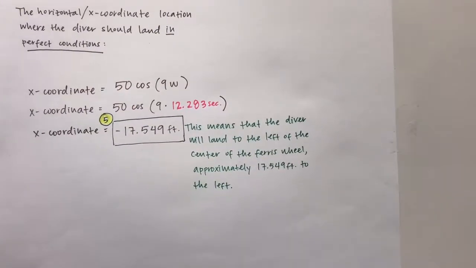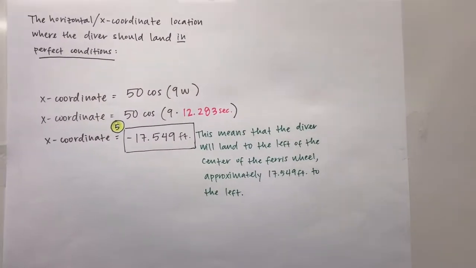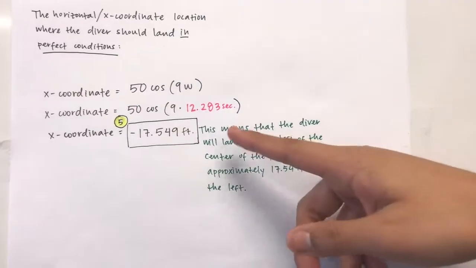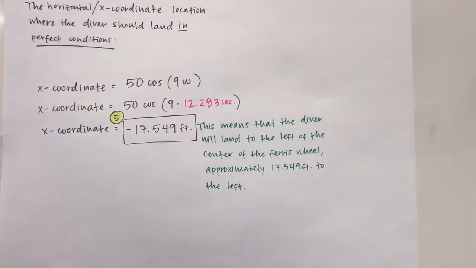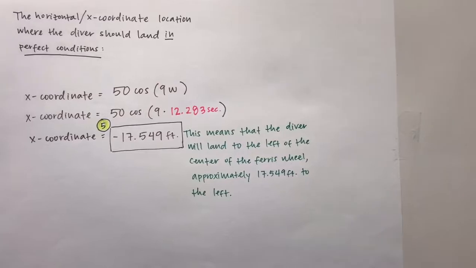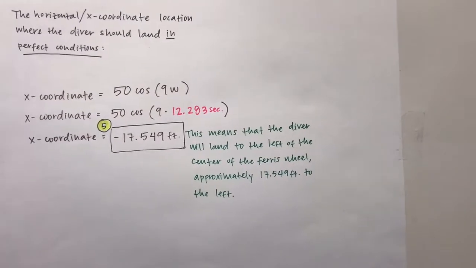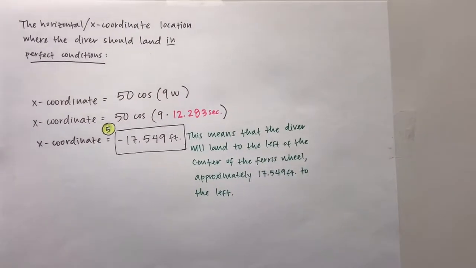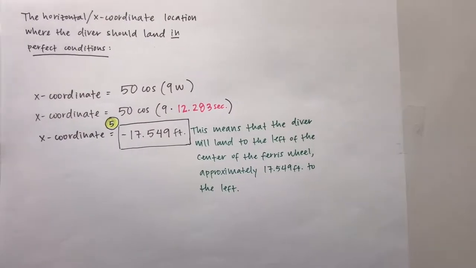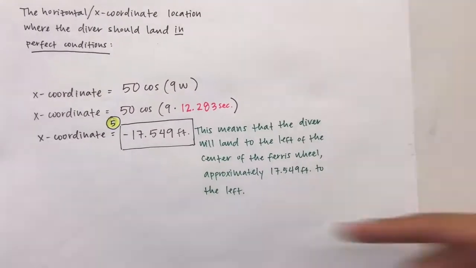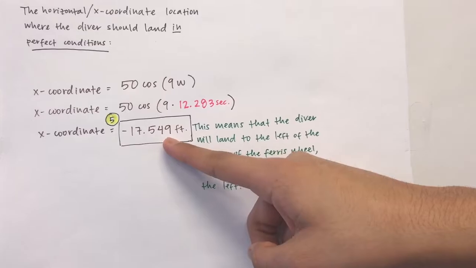To find the location where the diver should land, we just plug in the 12.283 seconds to the x-coordinate formula to determine the x-coordinate location of where the diver is at 12.283 seconds. And assuming that the diver would land straight down, after plugging that in, we found that the x-coordinate that determines the horizontal location of where the diver should land is approximately negative 17.549 feet.